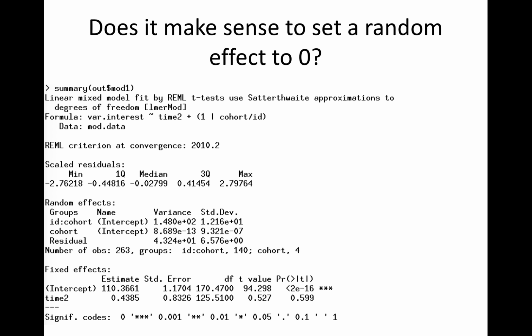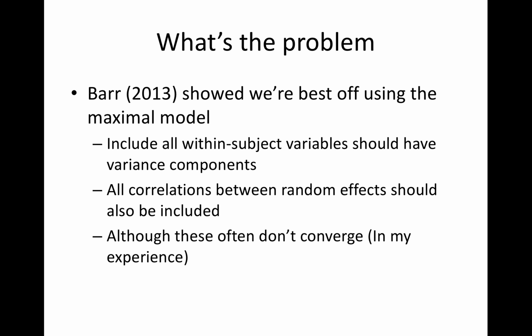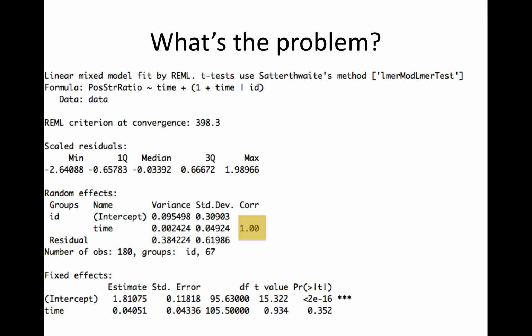I can't remember here in the output. No. Okay. So yeah. The problem is these often don't converge in my experience. And they do discuss this in this paper as well. They say, okay, if it doesn't converge, keep simplifying it until it does, and that's what you use. So they say remove the correlations first, and then keep backpedaling. At least that's what I read. I didn't read that paper as closely, so.